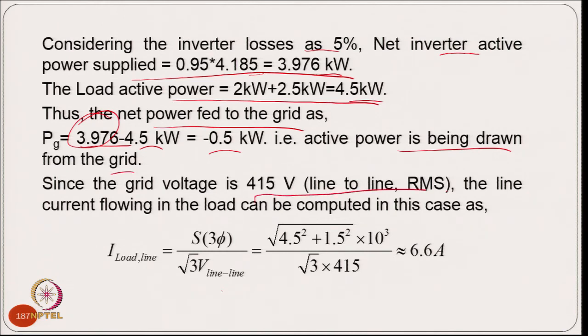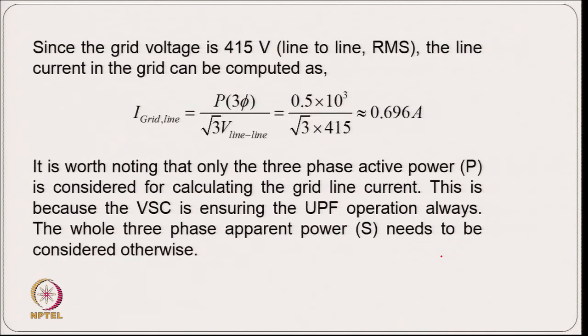So, since the grid voltage is 415 line to line average, the line current of the load can be computed from the kVA divided by √3 times the line voltage. So, it comes 6.6 ampere, and since the grid is again 415 line to line RMS, the line current for the grid is the power drawn from the grid divided by √3 times line voltage. So, 500 watt divided by √3 into 415, it comes 0.6956 ampere. This current is coming from the grid towards the load.